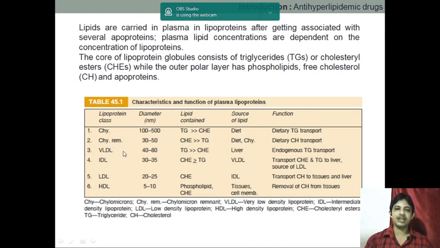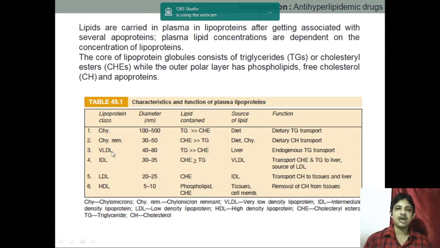Next is VLDL. In case of the VLDL, the diameter is 40 to 80 nanometer, and here again the triglyceride is the major component and cholesterol ester is the minor one. The major source is the lipid, and its function is endogenous triglyceride transport. So we have seen this very low density lipoprotein.